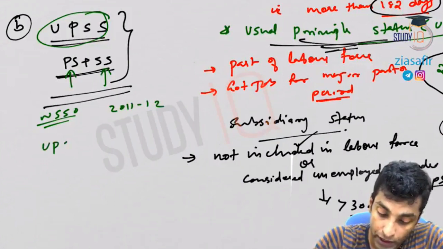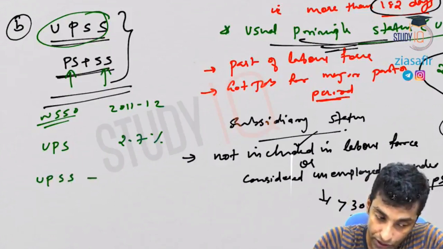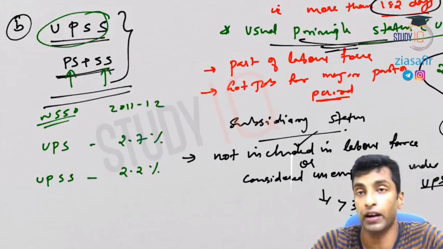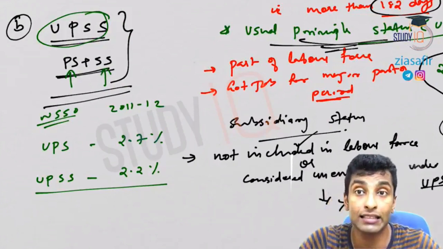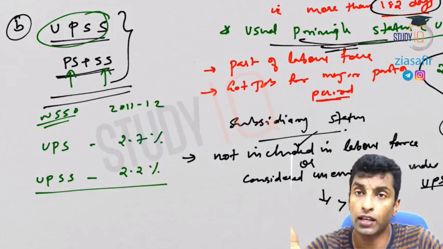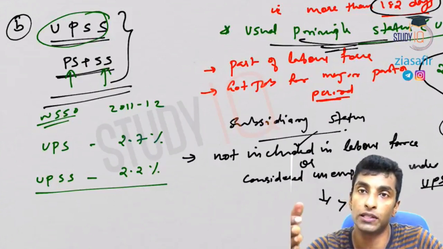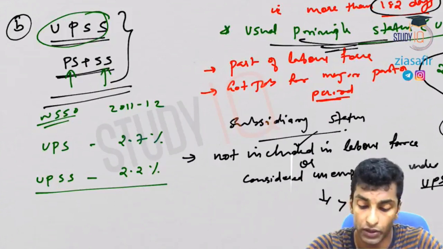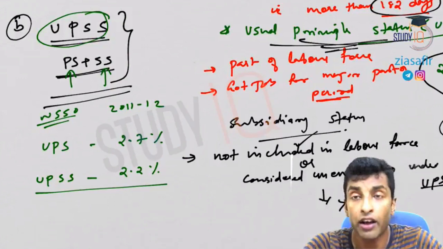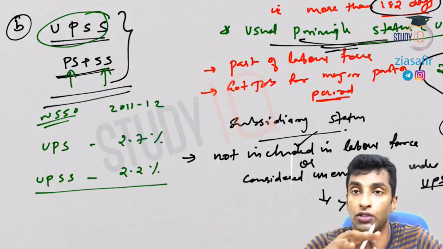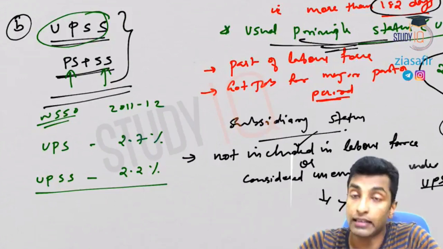2011-12. Usual principal status 2.7% unemployed, and usual principal and subsidiary status 2.2% unemployed. Obviously the unemployment rate under UPSS will be less than under usual principal status because you are considering those people who work for more than 30 days. Those people who are considered as unemployed under usual principal status can be considered as employed under subsidiary status. So obviously here unemployment will be less, in terms of percentage or numbers, because you are combining both possibilities. So I hope this is understood for all of you. Usual principal status and subsidiary status.